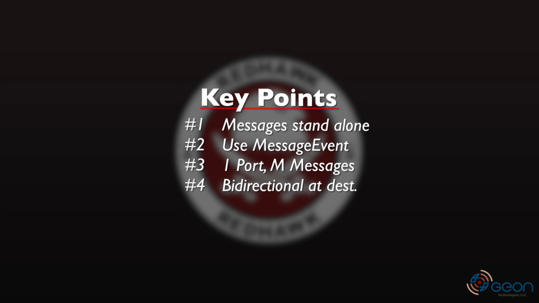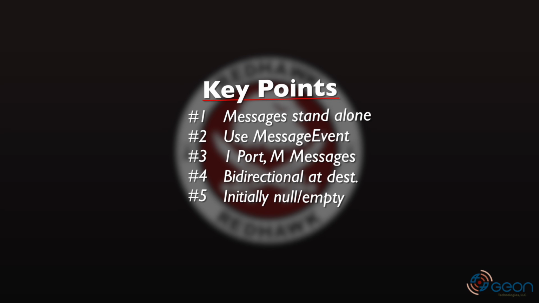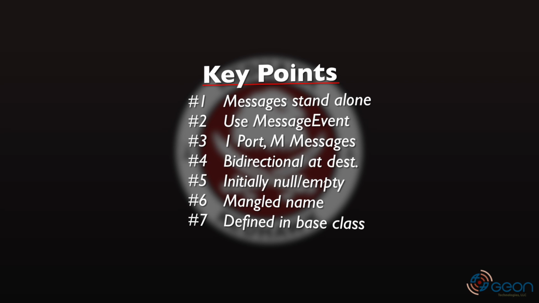The destination implements a bidirectional and the source implements a user's port, though of course both could be bidirectional if that's the intended data flow. Message property may not have a value when the entity attempts to read it the first time. The property structure is defined with a mangled name in the entity's base class.